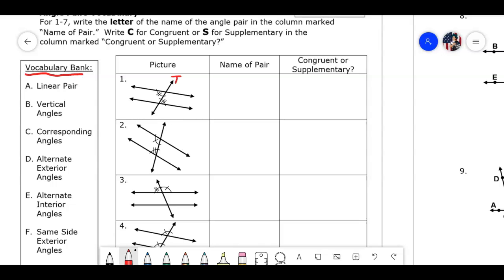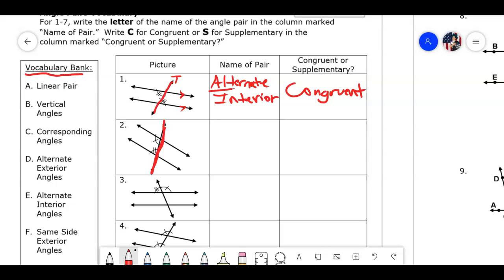These two angles are on different sides of the transversal, so that's called alternate. And then you can see that they're in between the parallel lines, so that's interior. Remember, alternates are congruent. Okay, alternate interior and alternate exterior. All right, so that was my transversal.